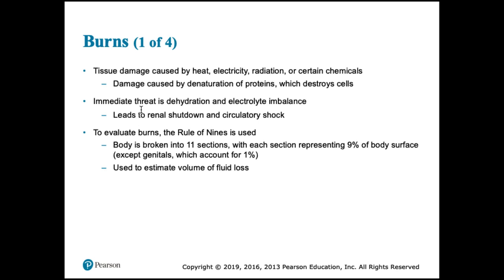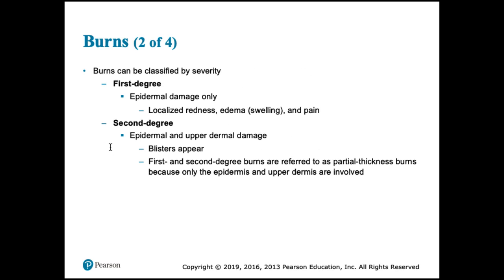The body is broken down into 11 sections, each representing 9% of the body surface, with the exception of the genitals, which count for 1%. So the rule of nines is important, and it helps estimate the volume of fluid loss. We can also classify burns by severity. We have first-degree burns, which cause localized redness, edema, which is just swelling, and pain. And then second-degree burns, which involve epidermal and upper dermal damage, where you see blisters.